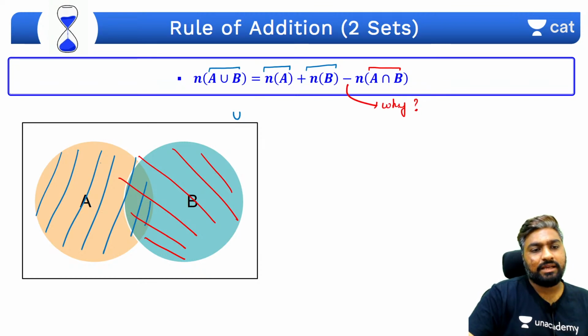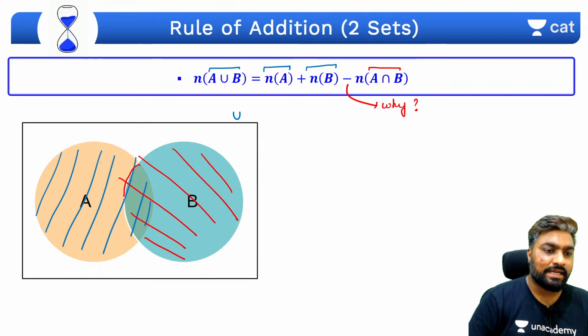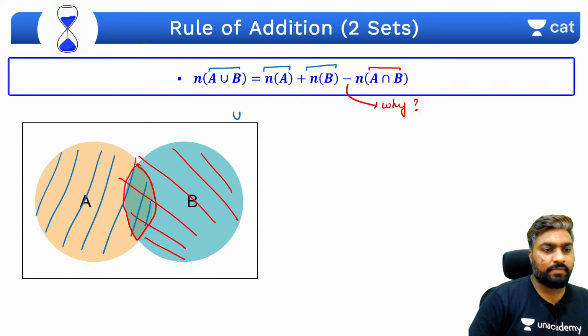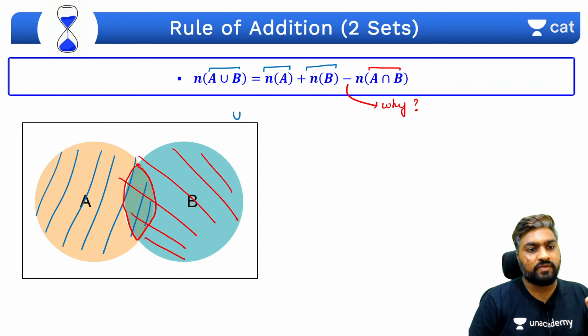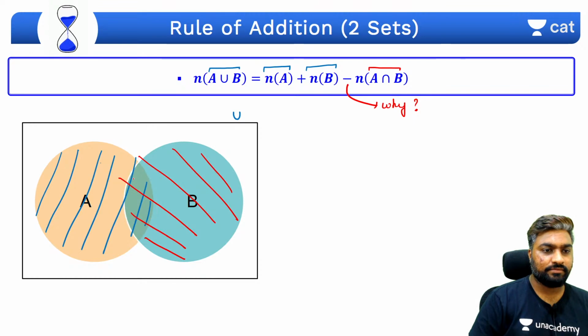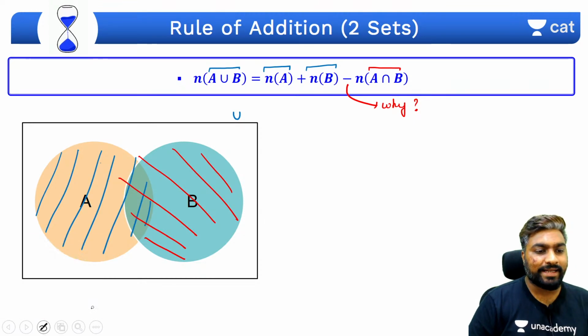Why are we subtracting it? Because we've counted this intersection part 2 times, right? Yes, because we have counted it 2 times, we are just removing it once. That's it. So let's quickly try this out.